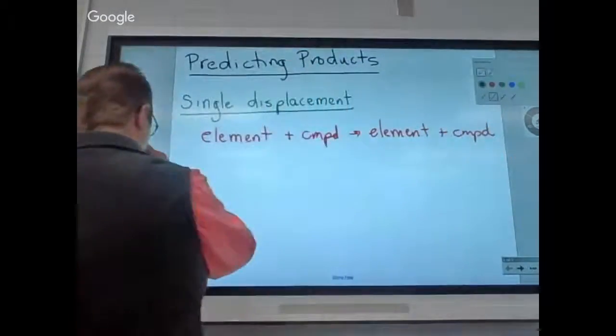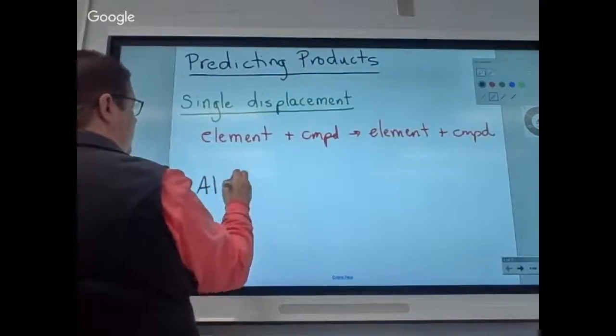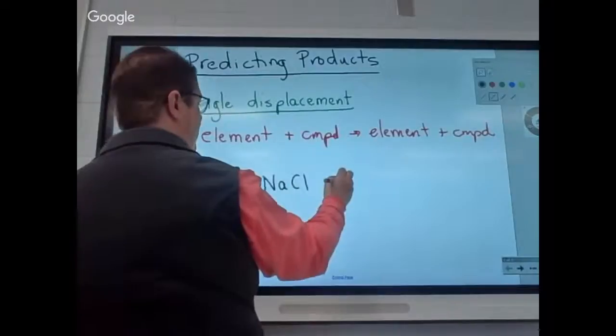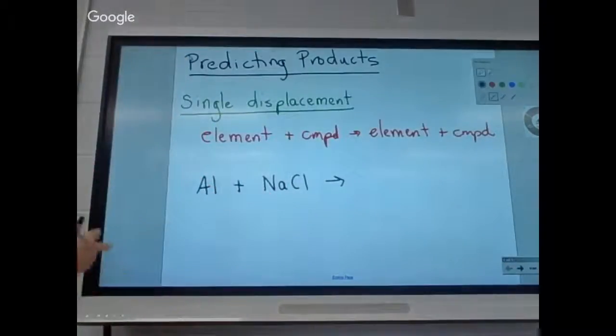So, for example, let's say that we have aluminum plus sodium chloride. Nice, easy one to start us off. We've got an element plus a compound.